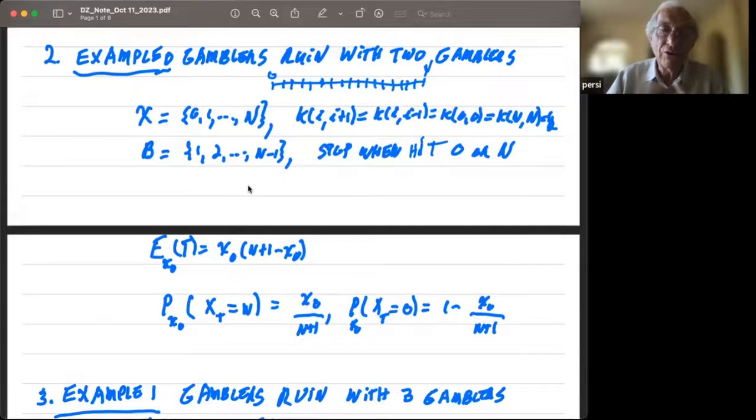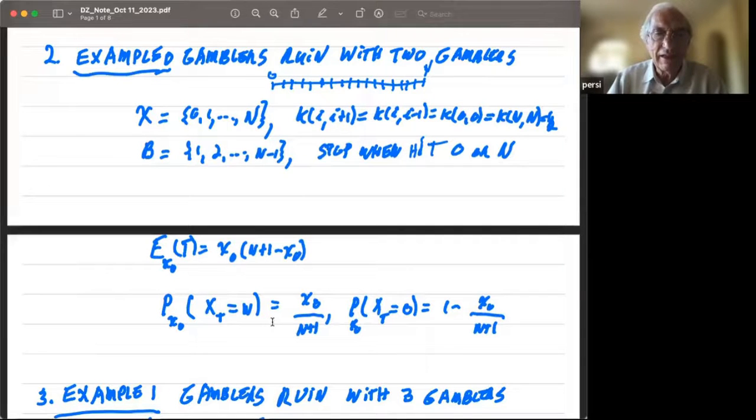And the answers to our two questions are classical theorems from De Moivre, from Laplace, and those times. The average time until you stop, the expected first stopping time, is given by this product, x naught times (n minus x naught). That's one fact. And what's the chance, if you start at x naught, that the right-hand guy wins all the money?